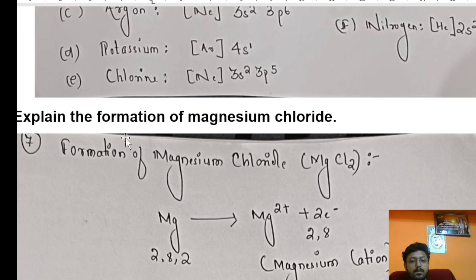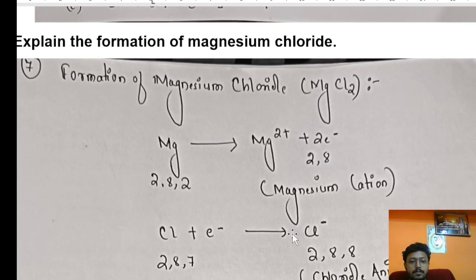Now, explain the formation of magnesium chloride, MgCl2. All of you know magnesium is the metal and chlorine is the non-metal. Metals tend to lose electrons, non-metals tend to gain electrons. The magnesium atomic number is 12, electronic configuration 2, 8, 2. Outermost shell has 2 electrons, which it loses. That's why magnesium gives magnesium 2+ plus 2 electrons. Plus 2 is also the oxidation number.